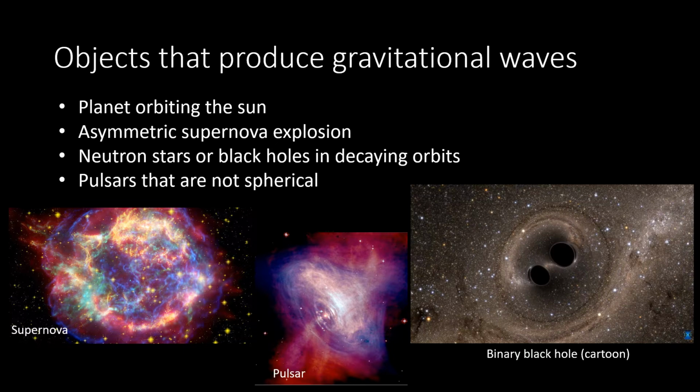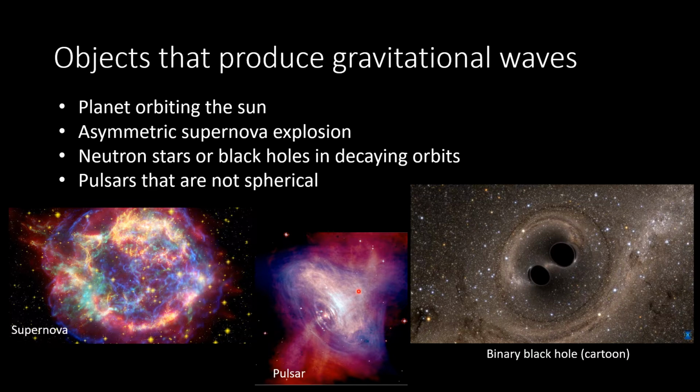We also can have more dramatic things that produce gravitational waves. These could be things like supernova explosions. You can see a picture of a supernova remnant on the left-hand side here. This is just a massive star that has died and exploded, and as long as it does so in a slightly asymmetric way, that explosion and the accelerating material will generate a burst of gravitational waves. We also have neutron stars, pulsars, or black holes. If they happen to be spinning or orbiting each other, they can produce gravitational waves.